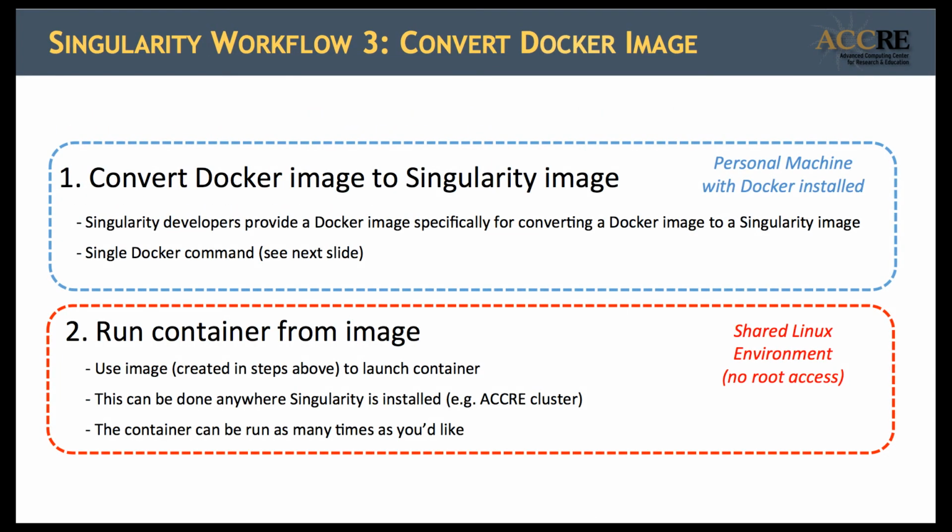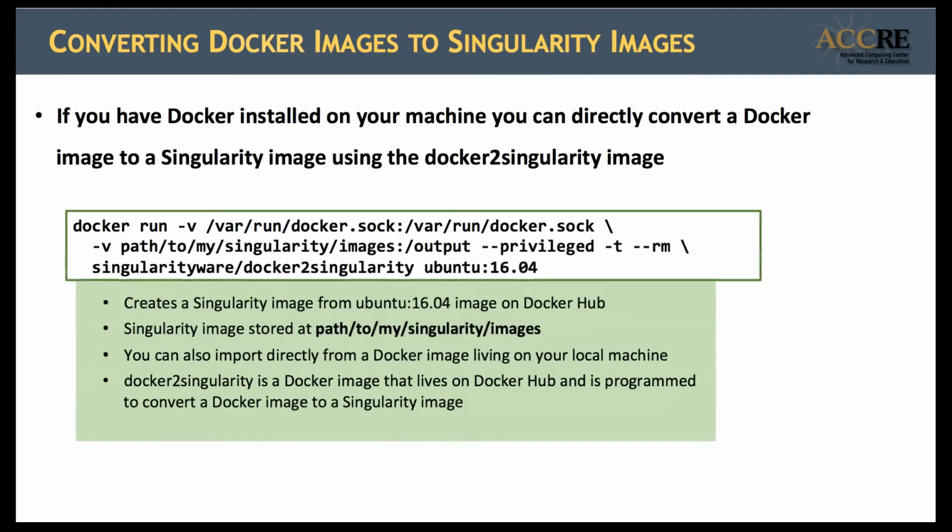For converting your Docker image, all that's needed here is a personal machine with Docker installed, and then your shared Linux environment like the ACCRE cluster. So you would run some variation of this monstrosity of a command shown here in the middle of the slide, like docker run -v. The important pieces are this is the path that you want to write the resulting Singularity image to, and this is the name of the image on Docker Hub that you want to convert. But you can just as easily do this with a Docker image that already exists on your personal machine.